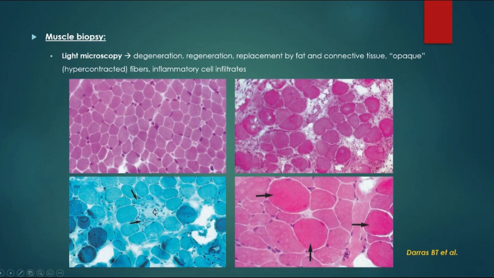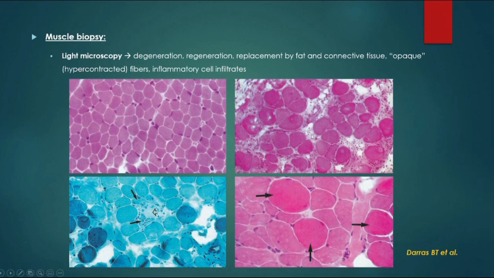So here we can see many of the muscles with central nuclei, and there is degeneration of the muscles leading to necrosis and inflammatory cell infiltrates, and we can also see some of the fibers which are regenerating, which have large nuclei with vesicular nucleoli. Something called opaque fibers are also seen very commonly, and they are hypercontracted fibers, and that happens because of excessive calcium overload within the muscle fibers, as I was discussing earlier.